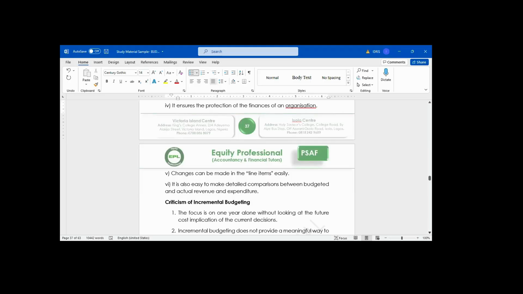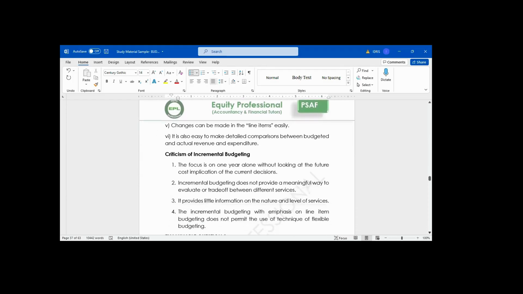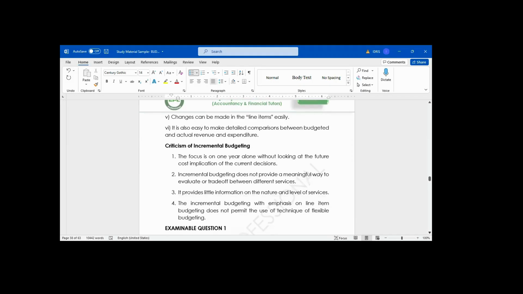Now, what are the problems or disadvantages of incremental budget? One of the disadvantages is that incremental budget focuses on one year's result alone. It does not look at the future cost implication of the current decision. What we are saying is, if there is an error in the previous year's budget and we use it to prepare the future budget, that means we are going to carry forward that error.